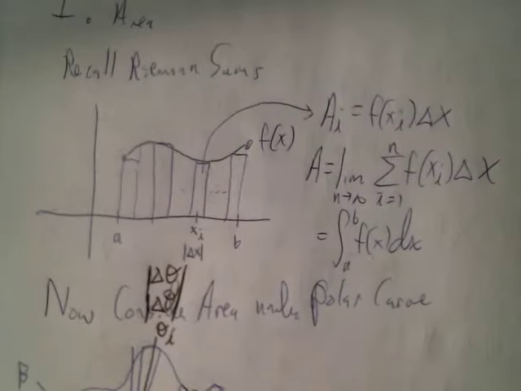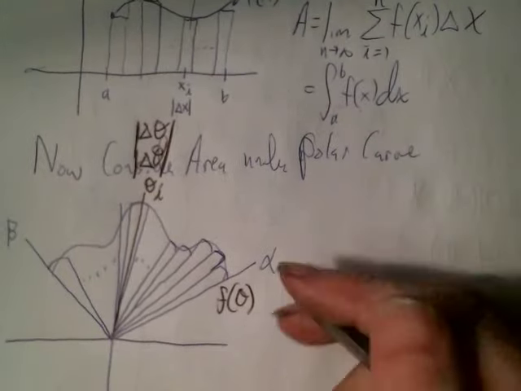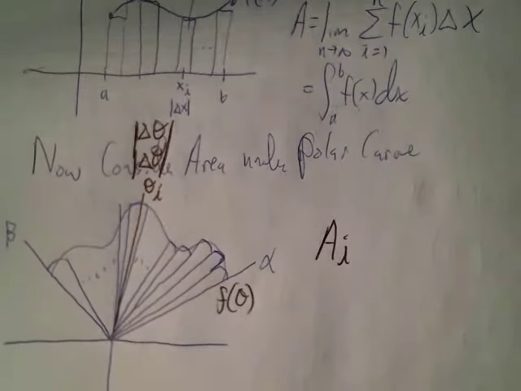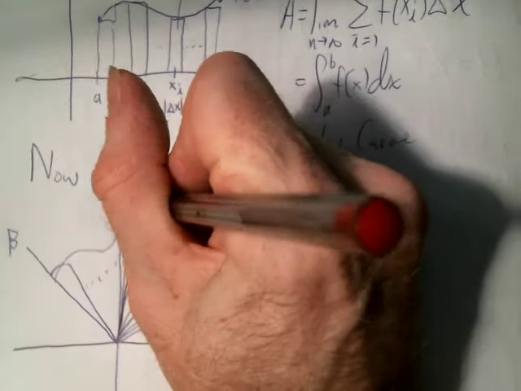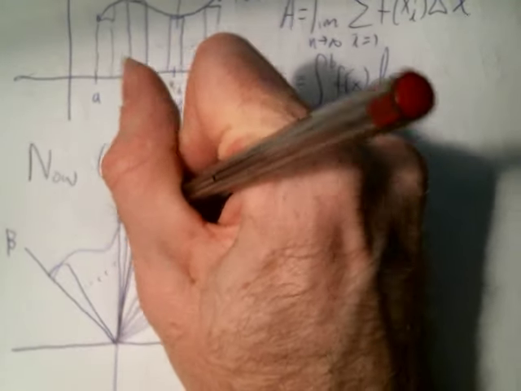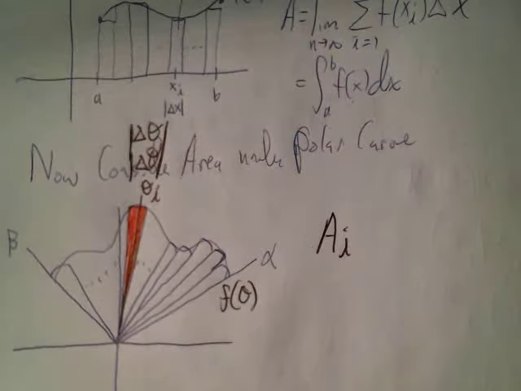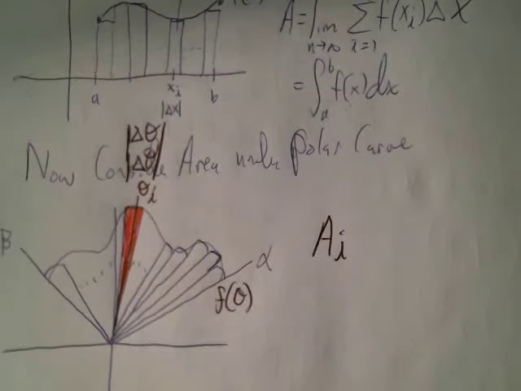Right. So from before, we needed the area for a particular rectangle. And again, we're going to do that same construction. So I need the area for this particular pizza slice. See if I can find my red pen. I had a red pen. It's gone. Oh, there it is. So we want a formula for the area of this pizza slice here. Okay. And well, that looks real pretty.